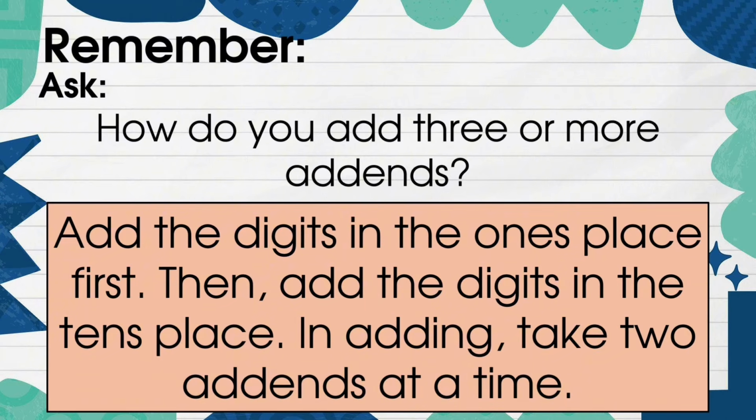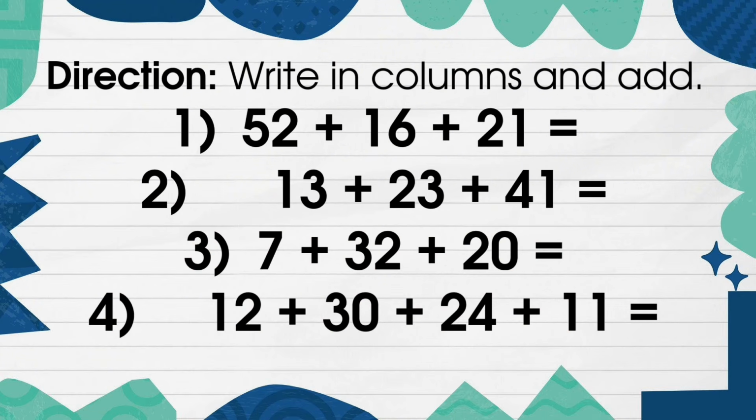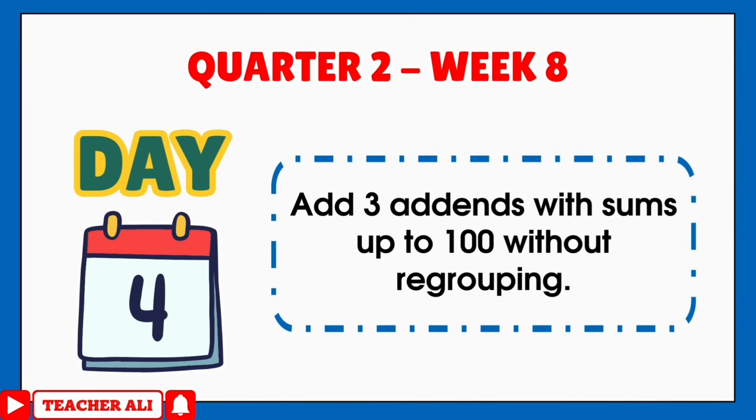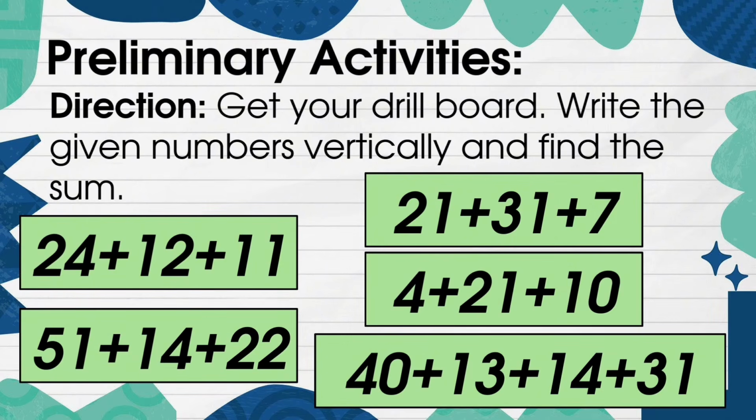How do you add 3 or more addends? Children, remember to add the digits in the ones place first, then add the digits in the tens place. In adding, take 2 addends at a time. Now, write in columns and add. Day 4. Add 3 addends with sum up to 100 without regrouping. Children, get your drill board. Write the given numbers vertically and find the sum.